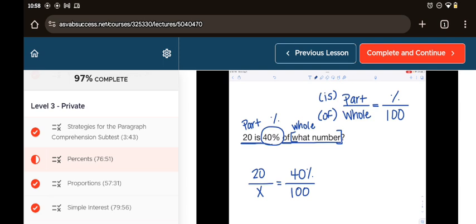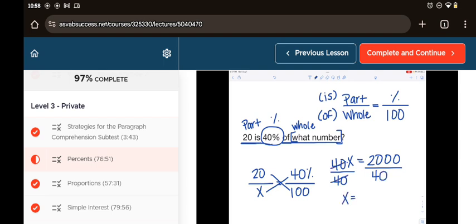Now, whenever we have two fractions that are equal to each other like this, what we can do is we can cross multiply them. X times 40 gives me 40x. 20 times 100 gives me 2,000. Now, I want to solve for x, and that 40 is multiplied to the x. So what I do to get rid of the 40 and get x by itself is I divide by 40. And whatever I do to one side of the equal sign, I have to do to the other side of the equal sign. So when I do this, this cancels out.